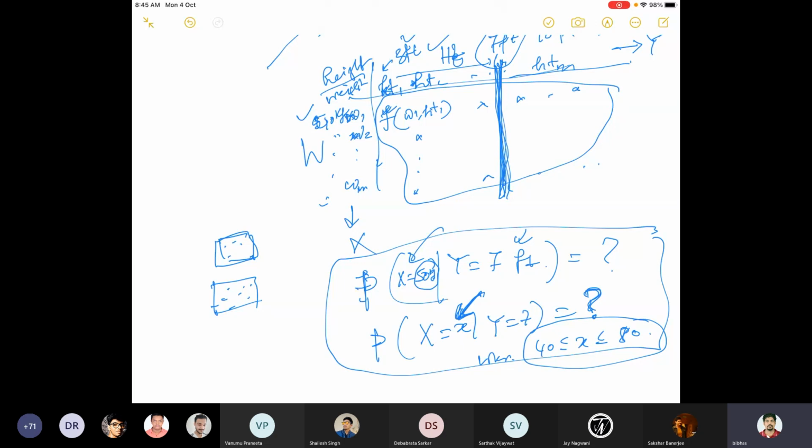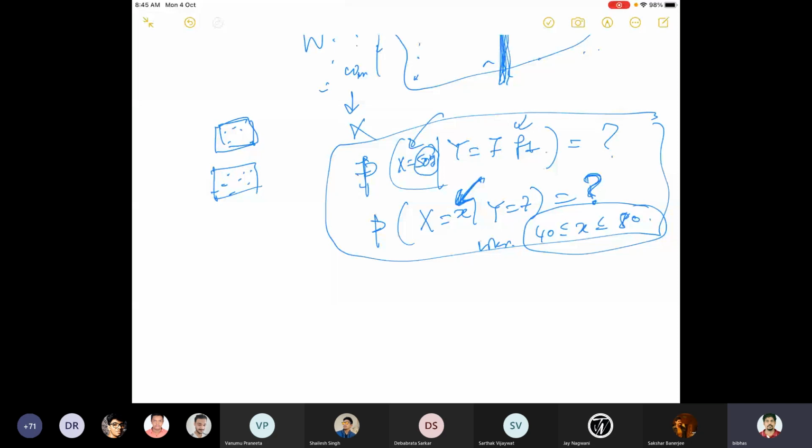Then the question is, suppose I ask you, what is the probability that... so let us consider it is two-dimensional, so let us consider this is flat.